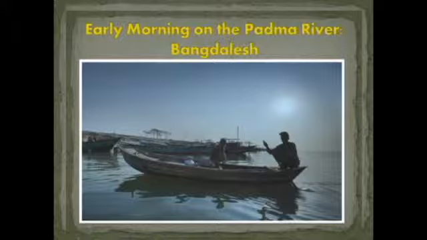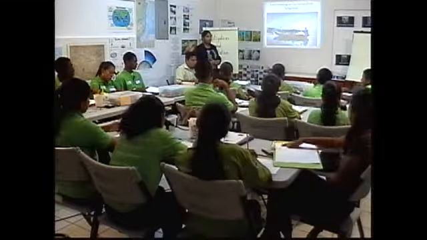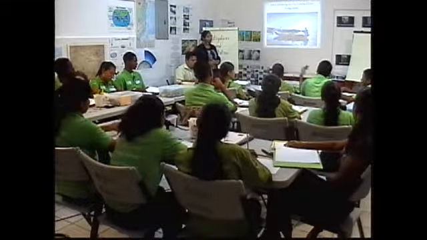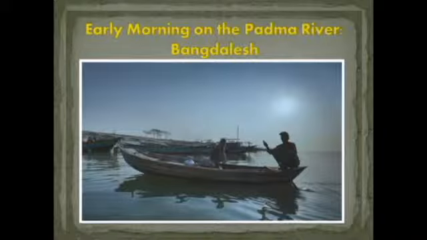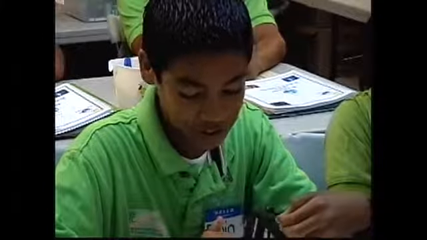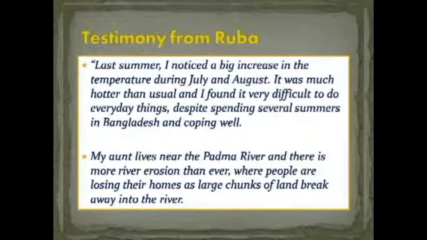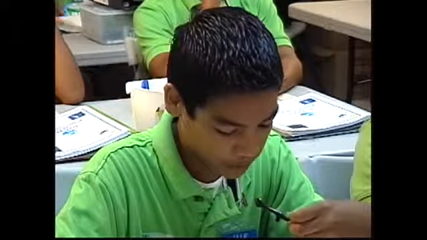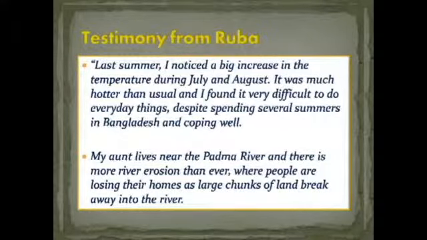Now this river is important because Erwin is going to share a little story about someone in reference to the river. Go ahead, Erwin. Last summer, I noticed a big increase in the temperature during July and August. It was much hotter than usual, and I found it very difficult to do everyday things. Despite spending several summers in Bangladesh and coping well, my aunt lives near the Padma River, and there is more river erosion than ever, where people are losing their homes as large chunks of land break away into the river.